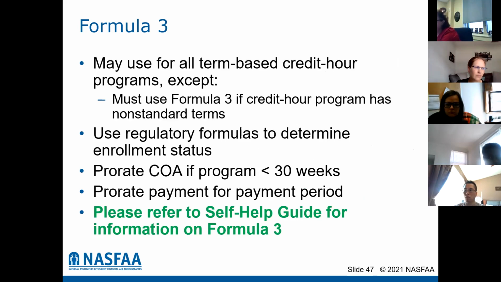Formula 3 may be used for all term-based credit hour programs, except you must use Formula 3 in credit hour programs with non-standard terms. Use regulatory formulas to determine enrollment status. So you prorate the cost of attendance if the program is greater than 30 weeks. Prorate payments for the payment period. And then again, you want to refer to the study guide for more information on the third one here. A big emphasis though is that Formula 3 can be used for any term-based credit hour program and must be used for any non-standard credit hour program. So that's something that differentiates this from the rest of them. You really want to make sure that if it's just that program that you're looking for, it's self-explanatory there for you.